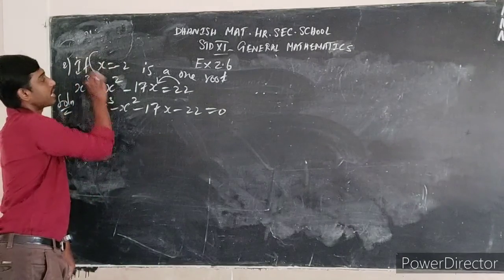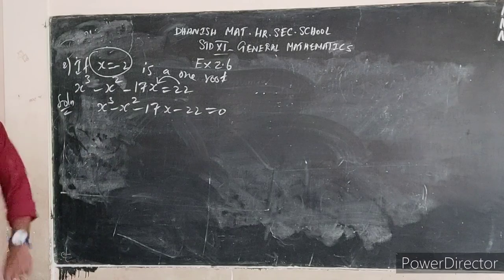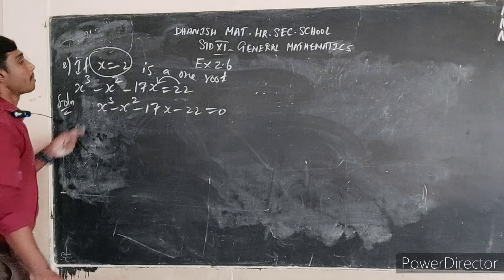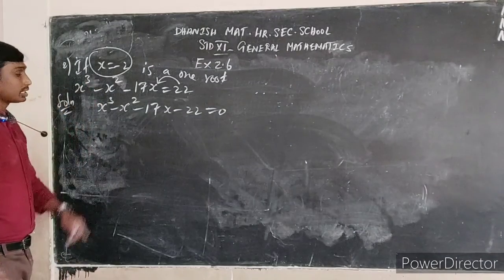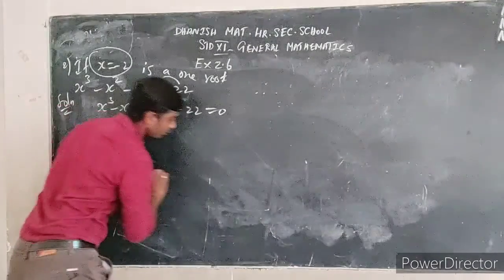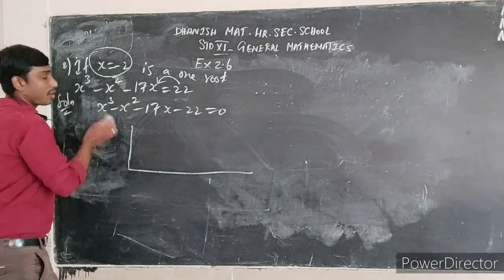So what is the question here? X is equal to minus 2. What is the question given here? X is equal to minus 2 is one root. Now we are going to use that root to find out the other root. What is the coefficient of x cube value?